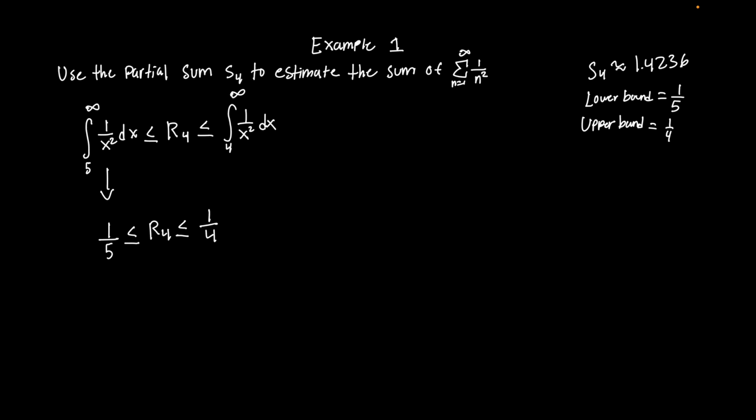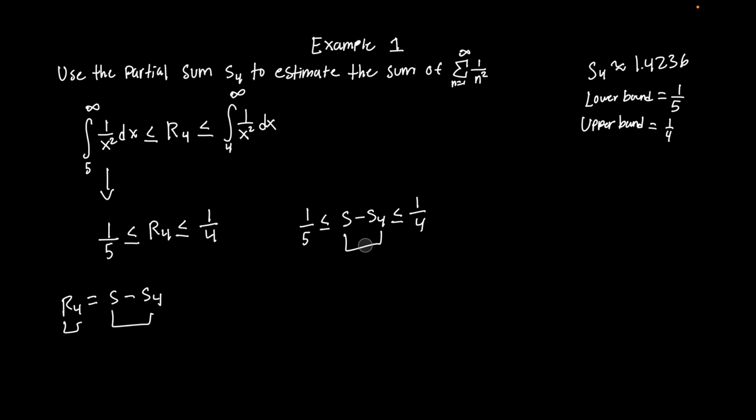Now we've got to turn this bound into the actual sum. If you remember the formula we had, the fourth remainder is equal to the actual sum minus the partial sum. So it would look like this: 1/5 is less than or equal to s minus s sub 4, which is less than or equal to 1/4. If you're wondering why this is the middle, R4 is equal to that, right? So we just replace R4 right here with s minus s4.